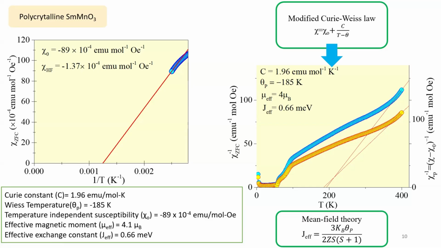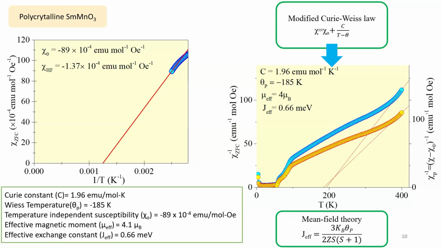And then there is a theoretical calculation, which is Van Vleck, which is reported in the literature, and from there we evaluate. The theoretical one is minus 1.37 into 10 to the power minus 4 EMU per mole per Oersted.